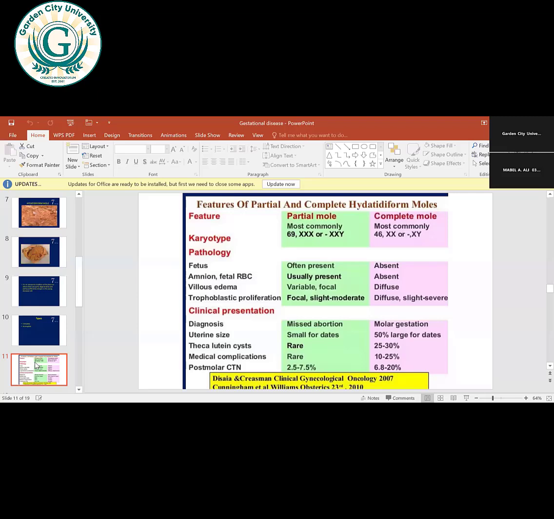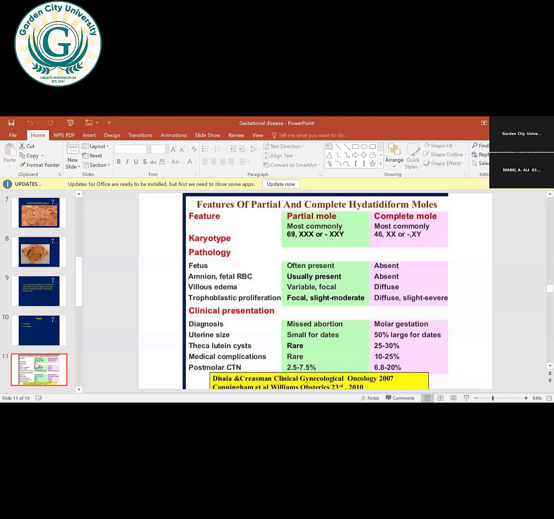Clinical presentation. Diagnosis: in partial it is missed abortion, then with the complete it is molar gestation. Uterine size is small for dates under partial, then 50% large for dates under the complete mole. Then we have theca lutein cysts. It's rare under the partial mole and 25 to 30% under the complete mole. Medical complications are rare under partial mole, 10 to 25% for complete mole. Then post-molar GTN is 2.5 to 7.5% under the partial, and 6.8 to 20% for the complete mole.